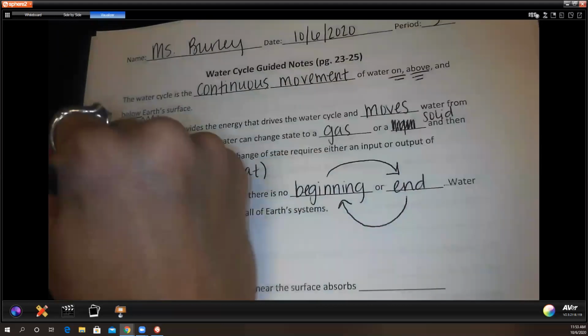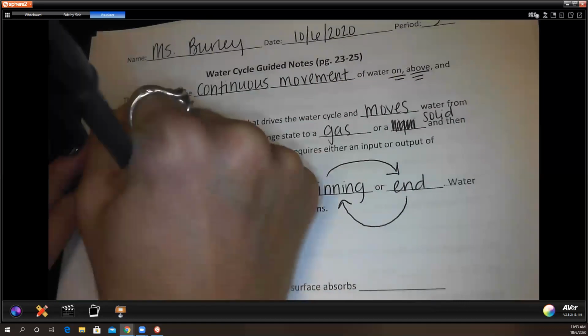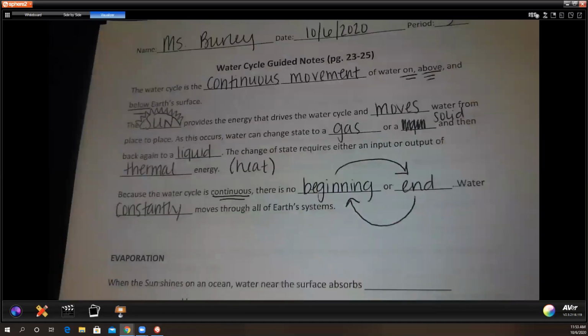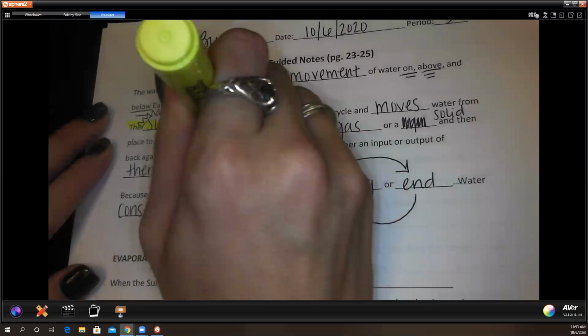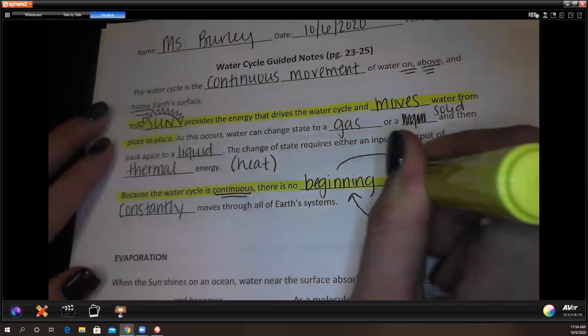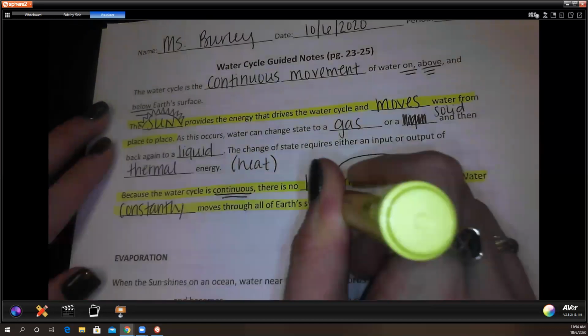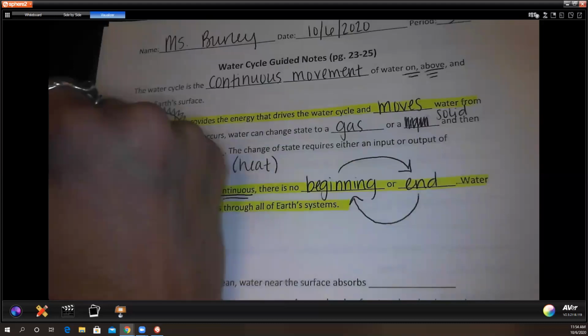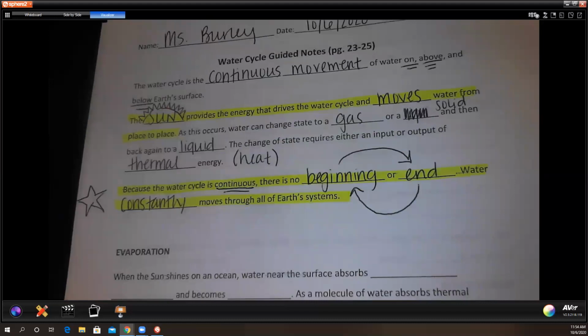Because the water cycle is continuous, there is no beginning or end. Water constantly moves through all of Earth's systems. It is a cycle. It's ongoing. There is no start time, end time. It's all happening at the same time. This one is huge. The idea that there is no beginning or end. It's always happening.